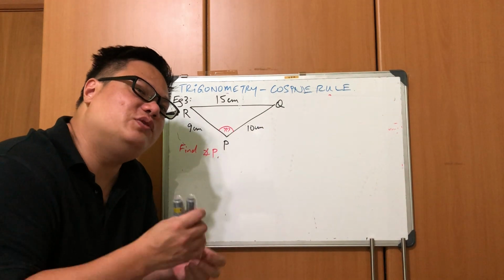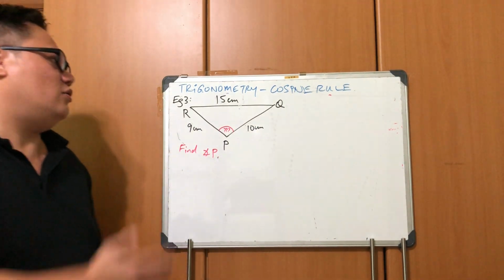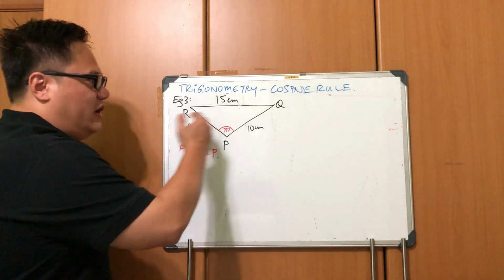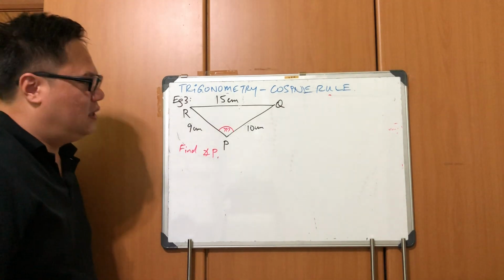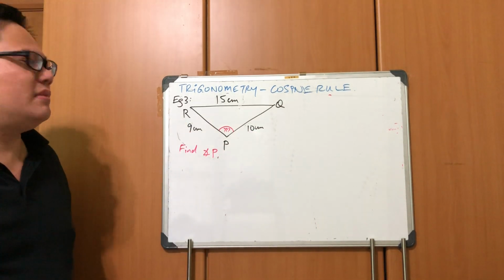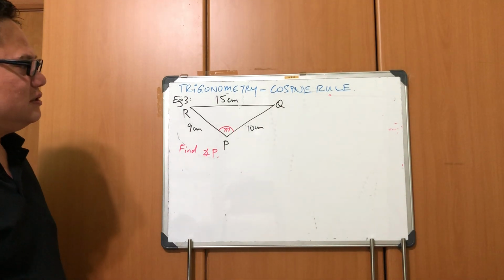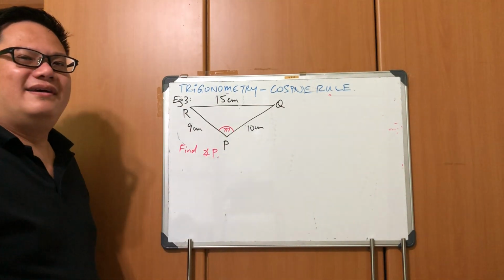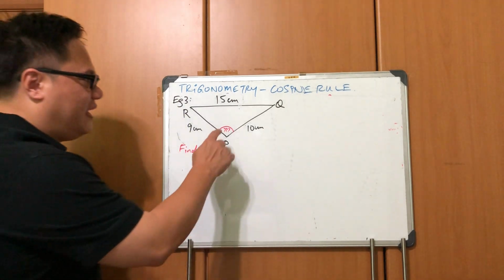Okay, now we'll move on to our last example. Example 3. Over here, what we have is triangle PRQ. PR is 9 cm, PQ is 10 cm, and RQ is 15 cm. The question is, find angle P. Instead of finding length just now, we're finding an angle. How do we find angle P?